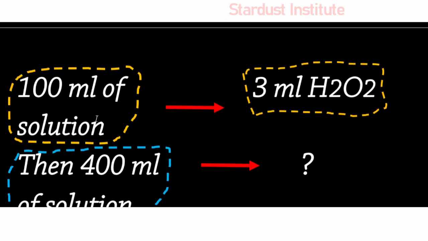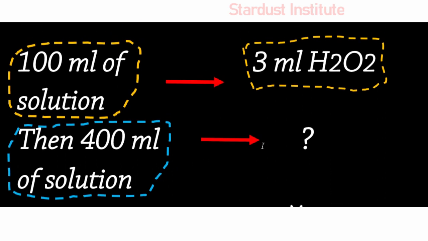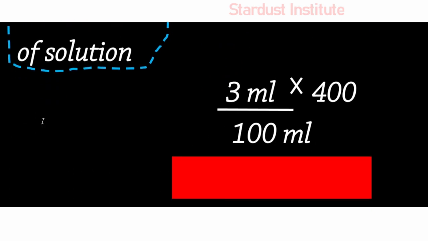In 100 milliliters of the solution, there are 3 milliliters of hydrogen peroxide. Then, in 400 milliliters of the solution, how many milliliters of hydrogen peroxide are there? We can find the answer in this way. 3 milliliters hydrogen peroxide divided by 100 milliliters multiplied by 400 milliliters.